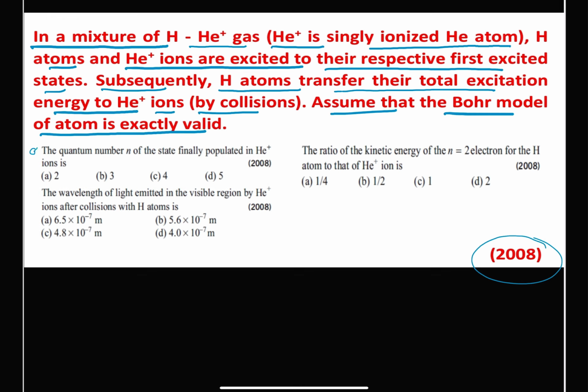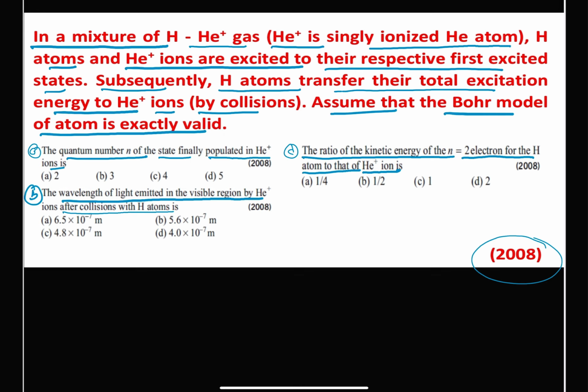In the first question, it asks for the quantum number n of the state finally populated in He positive ions. In part B, the wavelength of the light emitted in the visible region by He positive ions after collision with H atoms. And part C, the ratio of the kinetic energy of the n equals 2 electrons for H atom to that of He positive ion. Here H is hydrogen and He positive is the singly ionized He atom.